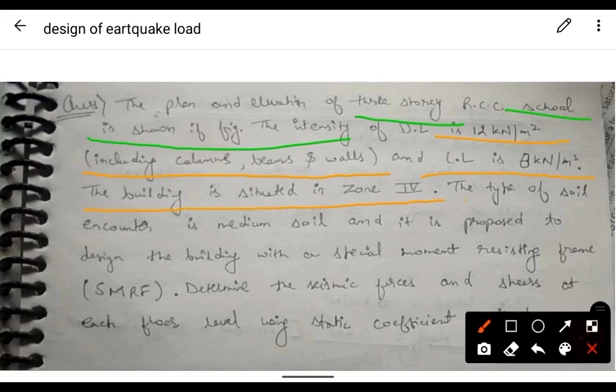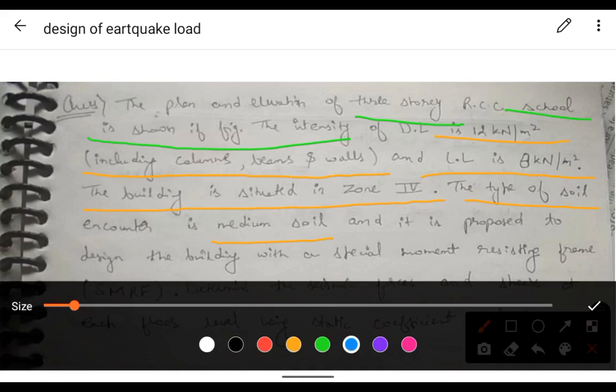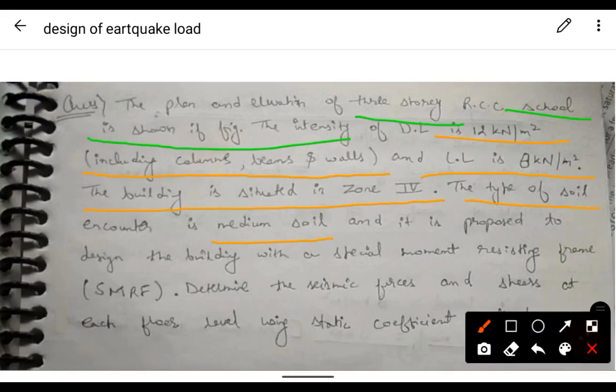The type of soil that is used here is medium soil, and it is proposed to design the building with a special moment resisting frame, that is termed as SMRF. Okay, so what does this mean? We will look further in our question.